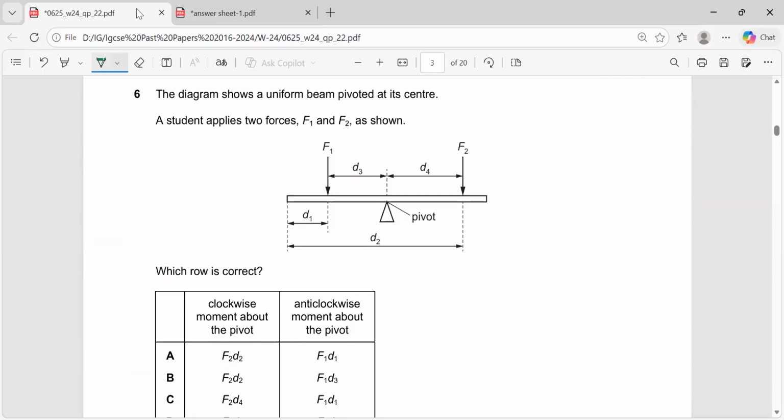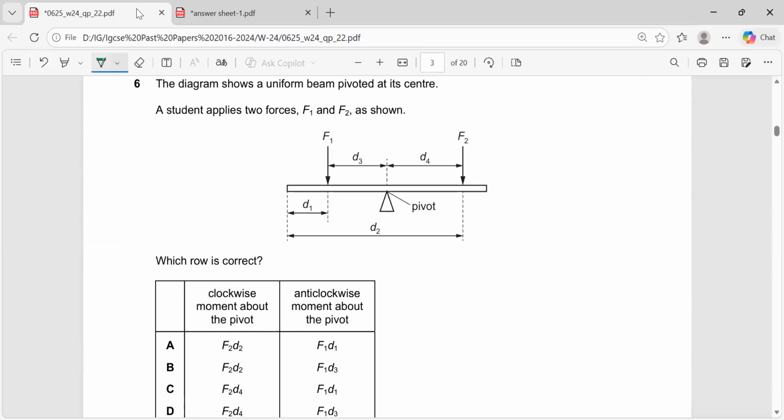Now question number 6. This is again a recall memory, so we must remember the formulas for the moment of a force. The diagram shows a uniform beam pivoted at its center. When it is uniform, it means its center of gravity will be at the center. By the way, center of mass they will not ask you in exams, but center of gravity is still in the syllabus. Center of gravity and center of mass of a body are at the same point. Wherever the center of gravity is, the same point in the body is the center of mass. Just for information I'm sharing.